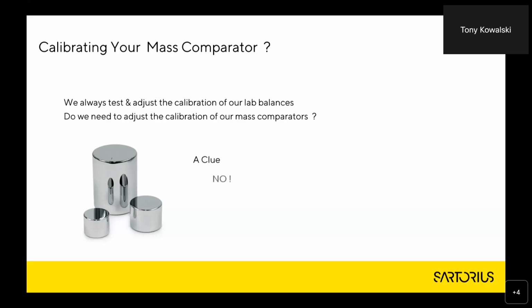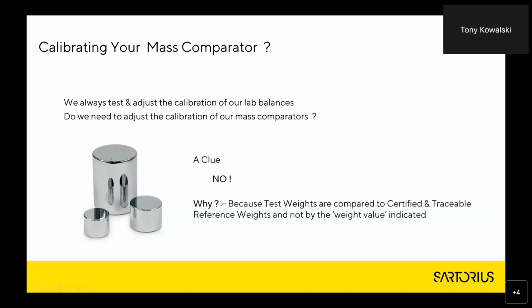And the clue is no. We're not interested in the mass comparator weighing accurately, because test weights are compared against certified and traceable reference weights and are not determined by a weight value indicated in the display. So ultimately, the calibration of our mass comparator is not critical because when we put our reference weight on, its value is known precisely and the uncertainty of its value is also known.